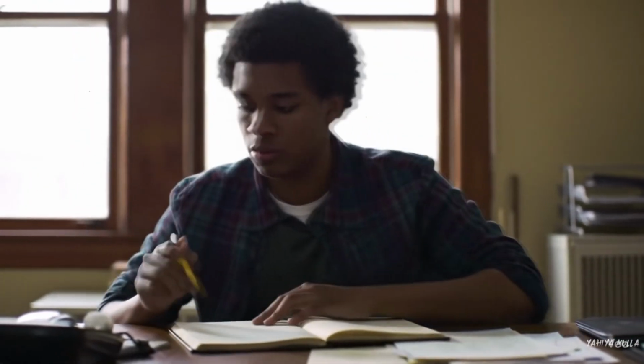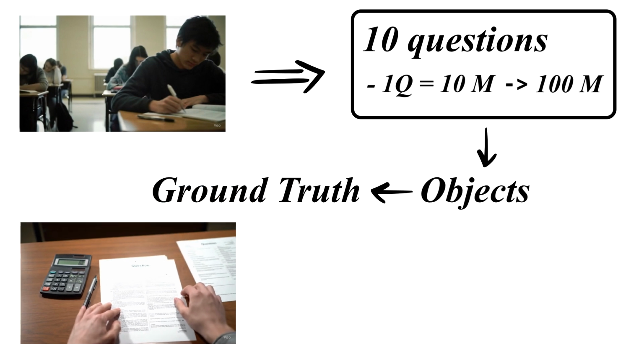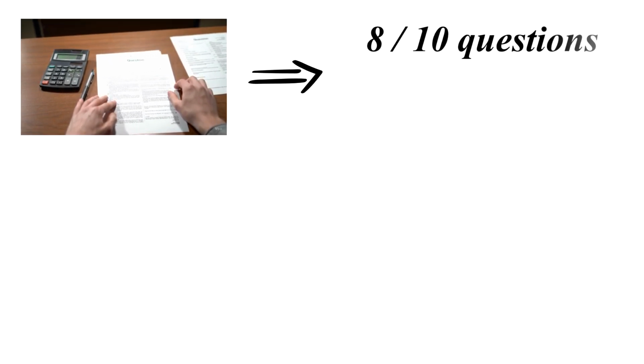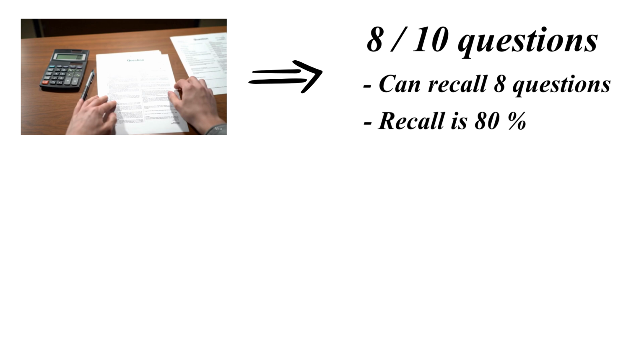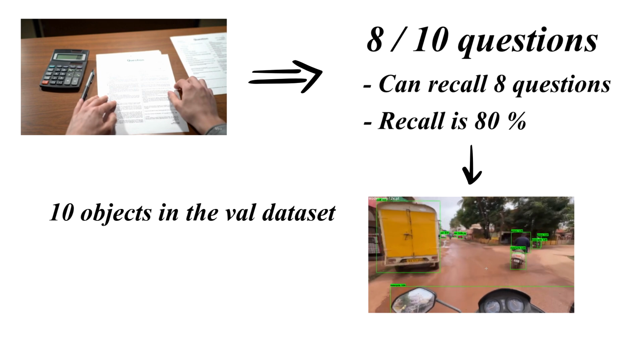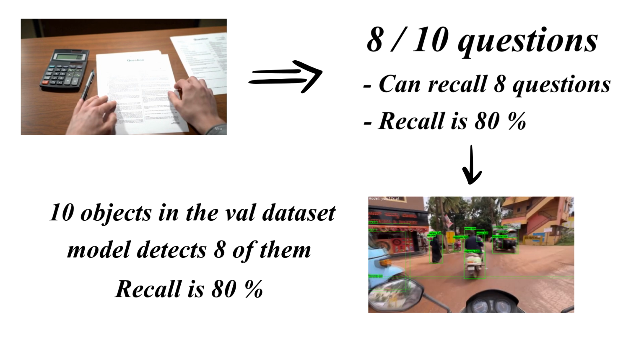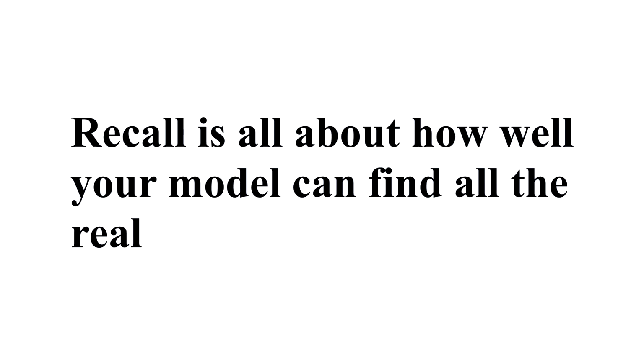Now, before writing the exam, the first thing you do is read the questions and identify the ones you know how to answer. Let us assume you can answer 8 out of 10 questions. That means you are able to recall 8 questions from your memory. So, your recall is 80%. In the same way, in object detection, if there are 10 objects in the validation dataset and the model accurately detects 8 of them, then the recall is 80%. Recall is all about how well your model can find all the real objects.